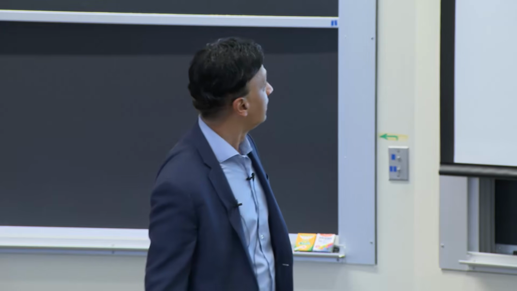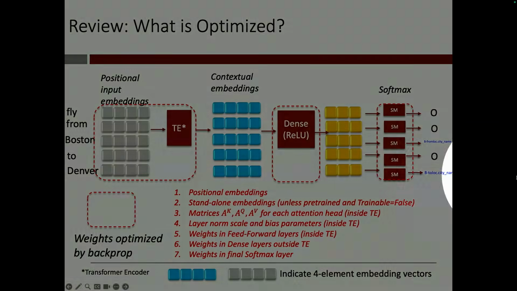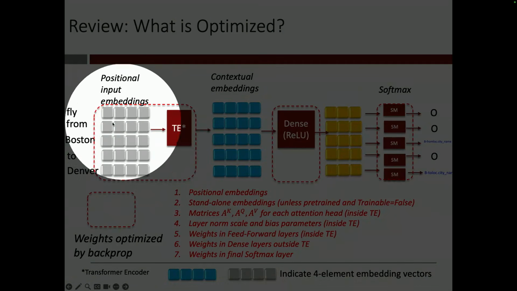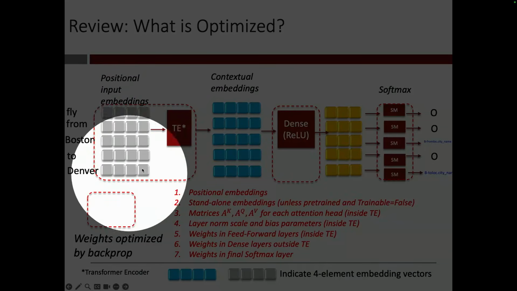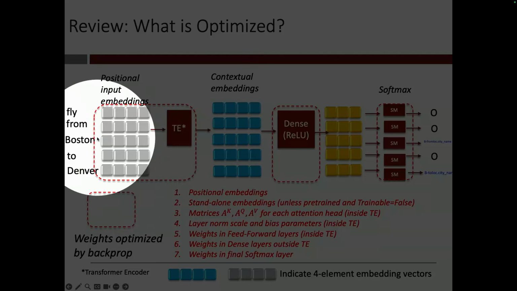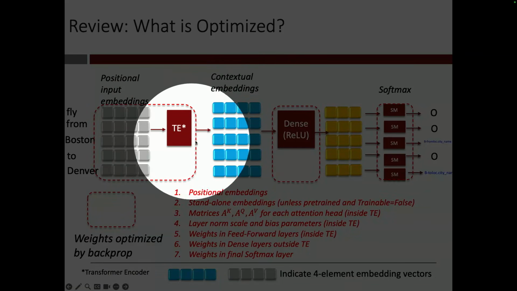So, all right. Now, just to be very clear on what is being optimized during backpropagation in this complex flow, right? Clearly the embeddings that you started out with, both the standalone embeddings as well as the position embeddings, those things are going to get optimized, right? Those are just weights. They're going to get optimized. Clearly, everything inside the transformer encoder block is going to get optimized, right?